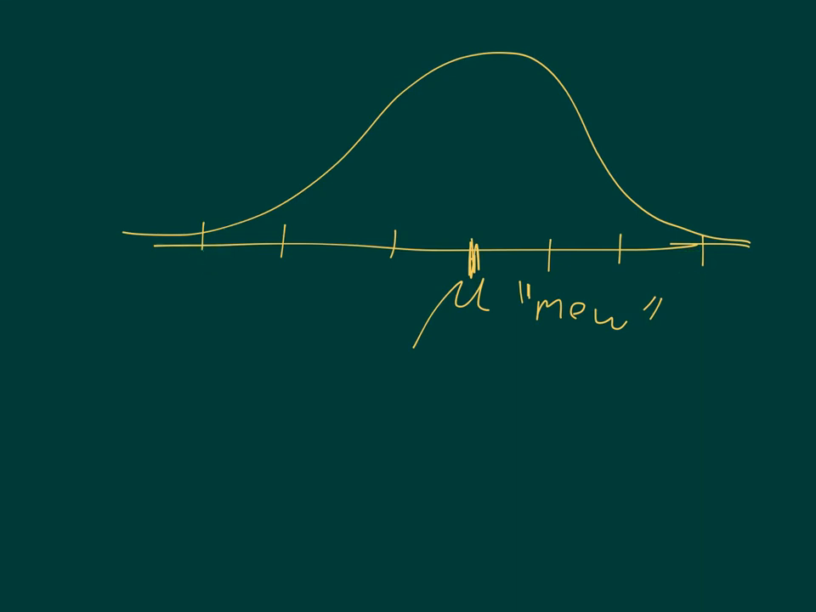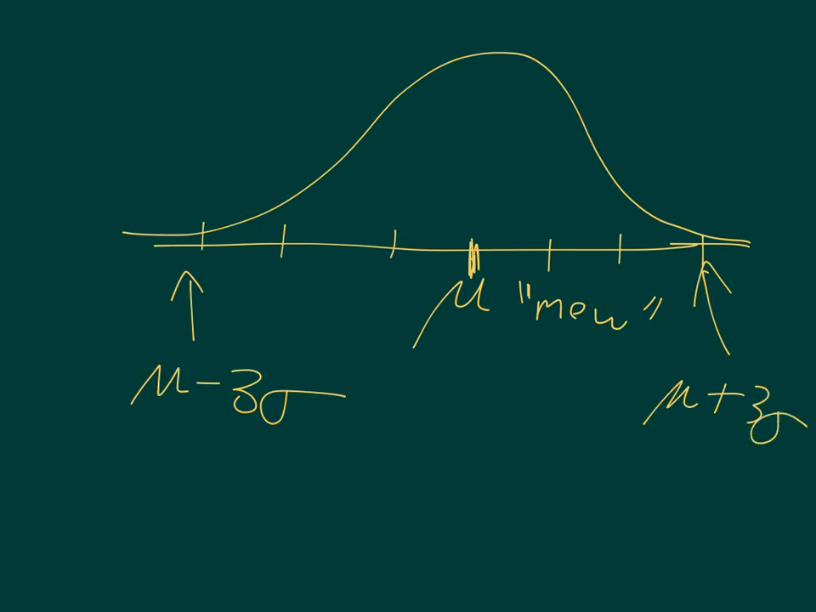Because it's 1, 2, 3 below, each of these widths is a standard deviation. They're all supposed to be the same width, even though my drawing might not be. So this value right here is mu minus 3 sigma, and this value up here is mu plus 3 sigma.